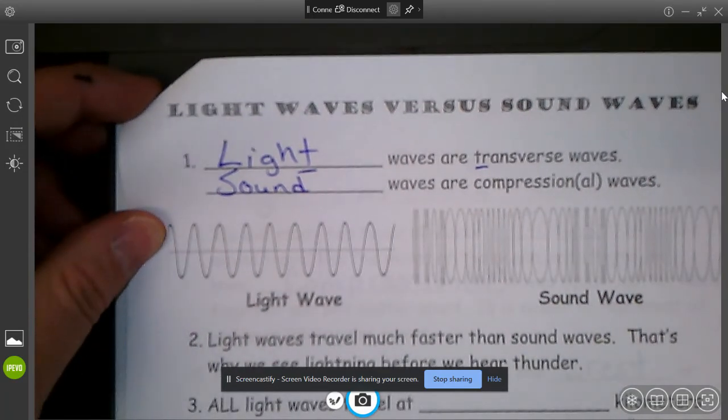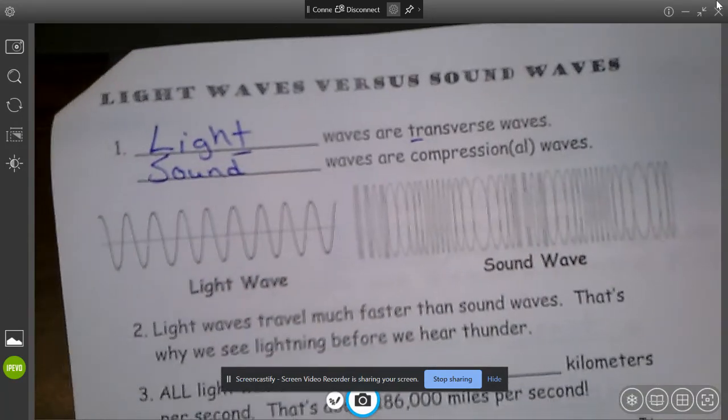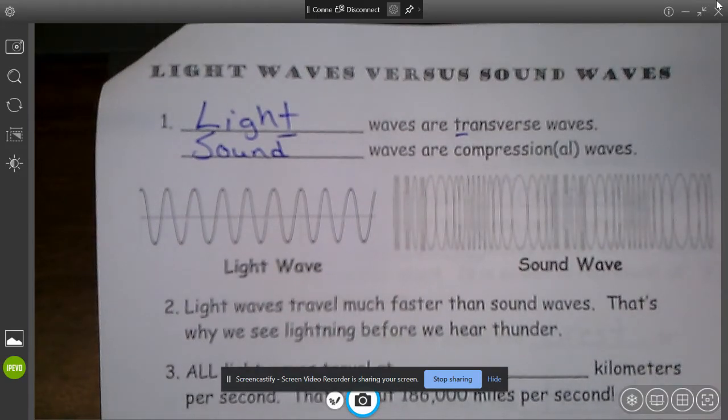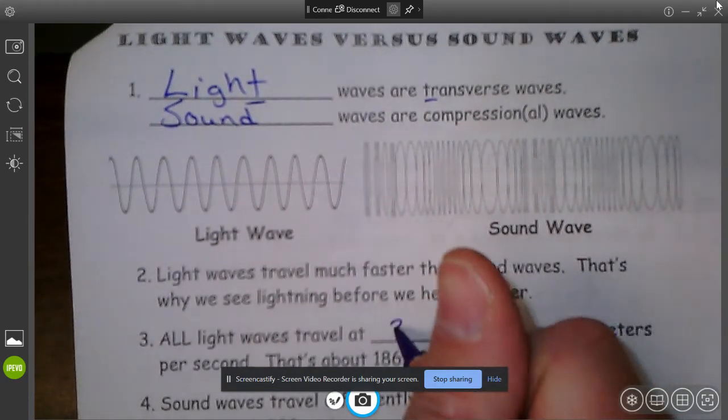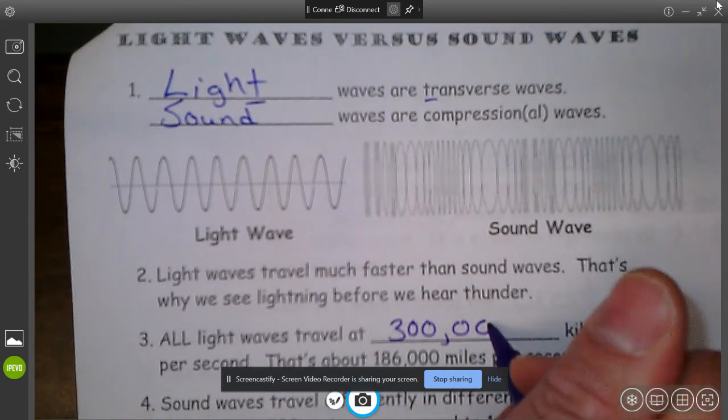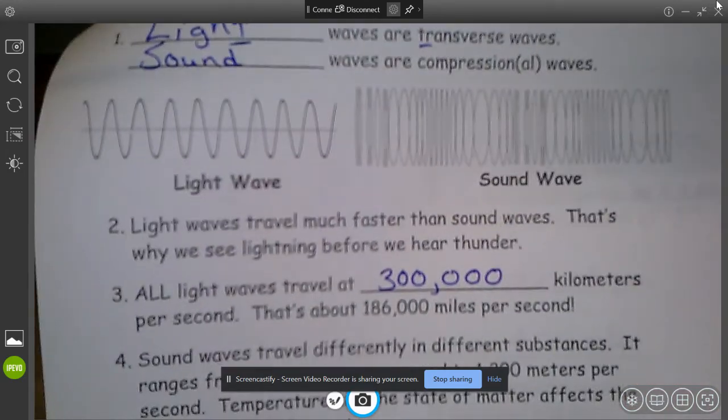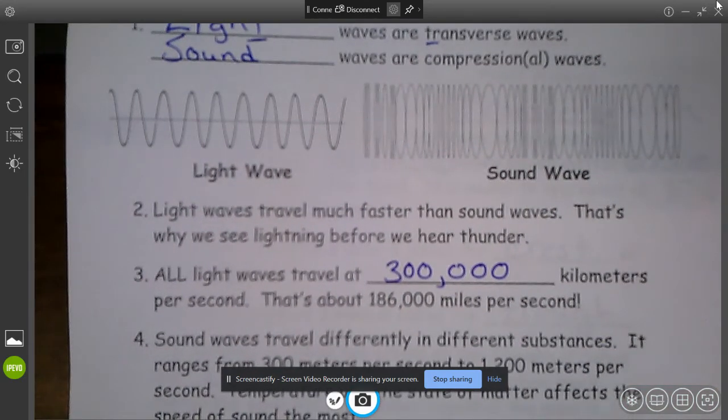Light travels much faster than sound. That's why we see lightning before we hear thunder. That's also why we see fireworks before we hear them go off. So light is a very fast wave. It travels much faster than sound. All light travels at 300,000 kilometers per second. It doesn't matter what type of light it is. It could be a laser. It could be the light from the sun. It could be a light from a flashlight. It could be like ultraviolet light that gives you a sunburn. All of it travels at the same speed.